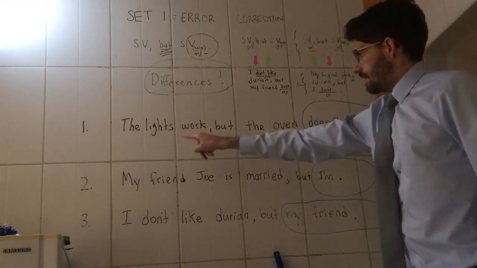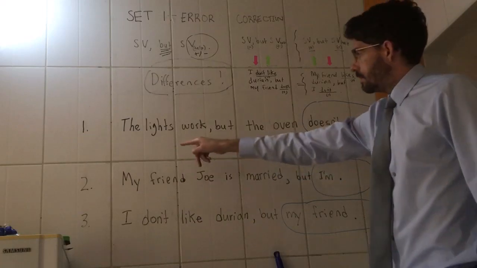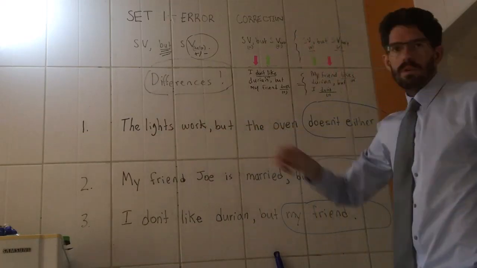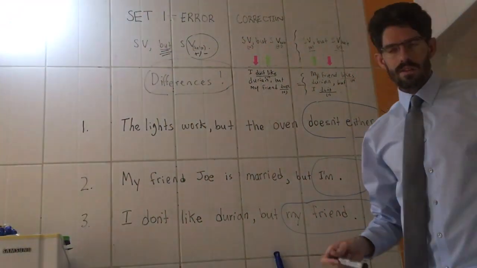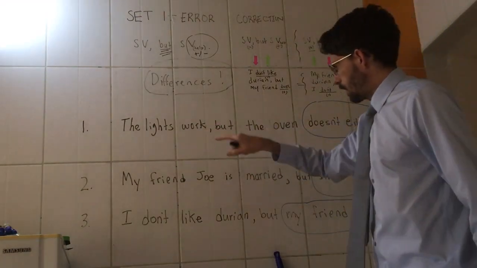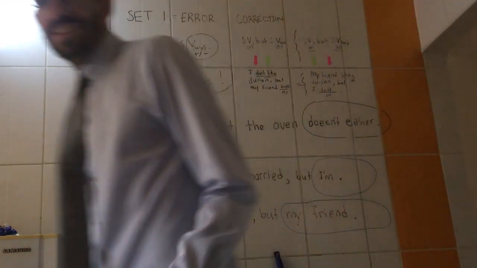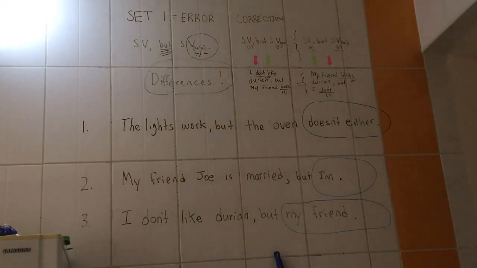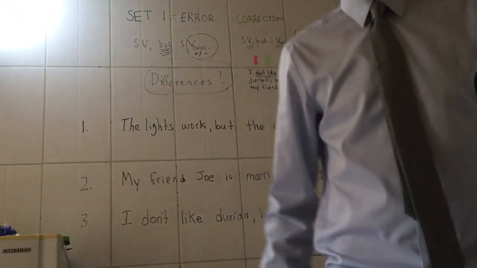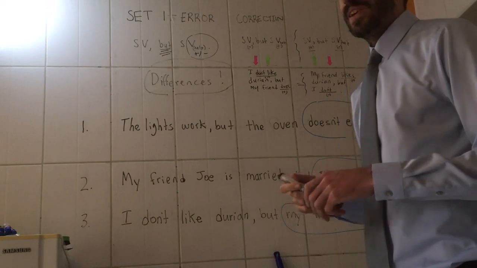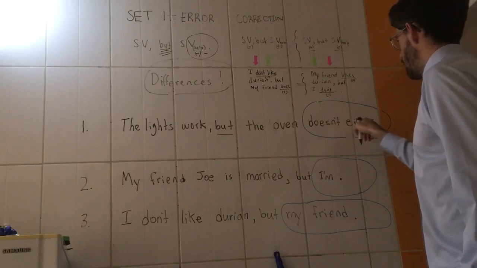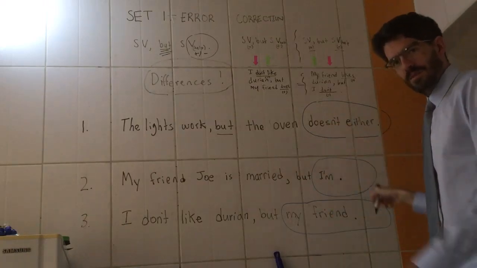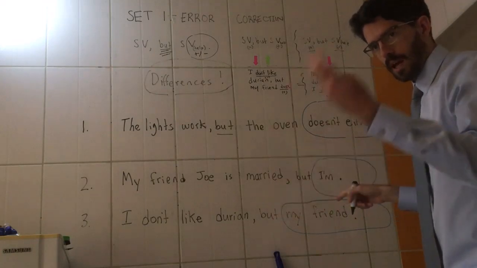So error correction. These 3 sentences have a problem. So number 1, the lights work. That means they work. They go on, they go off. They go on, they're okay, they work. The lights work, but the oven doesn't either. So I go to the oven, it does not turn on, okay? So the lights work, but the oven doesn't either. Okay. So copy these sentences because you should try to fix them first, and then I will share the answers.